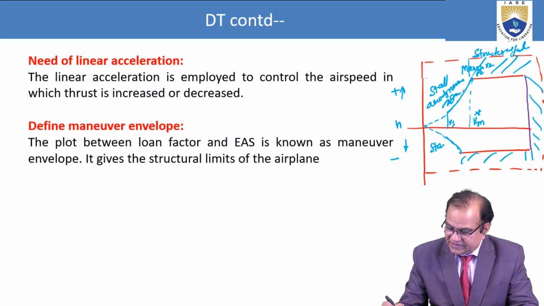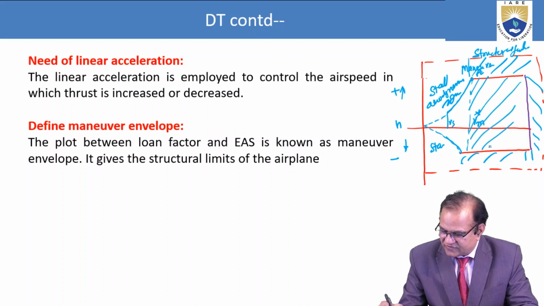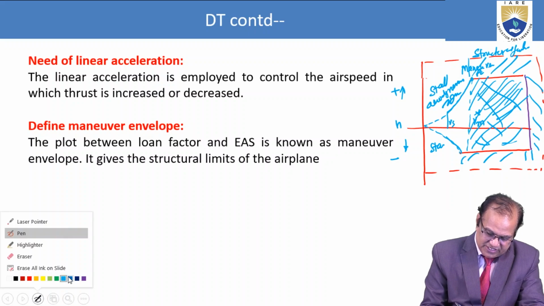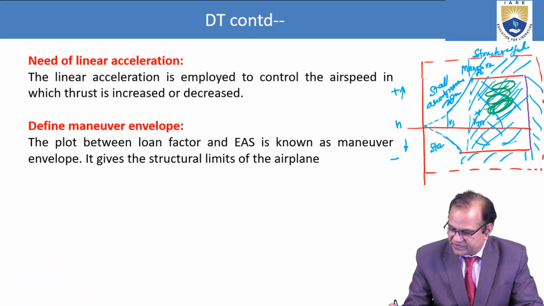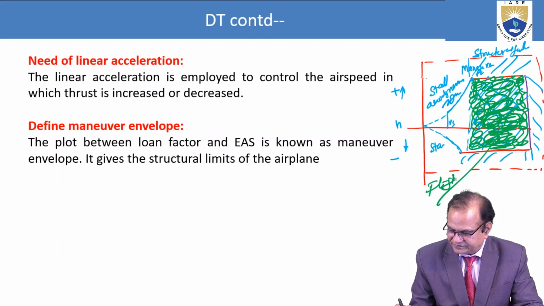This is the aerodynamic zone, and this is called the flight envelope or maneuvering envelope, the area that is best for the maneuvering of the aircraft. Every pilot is supposed to fly the aircraft in this zone. So I am just marking it green like this. This area is called the flight envelope.